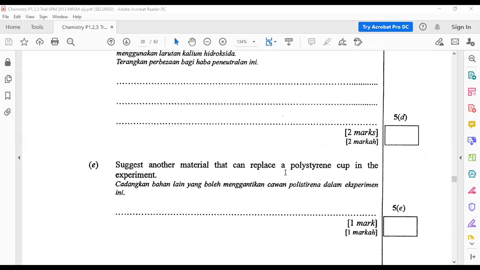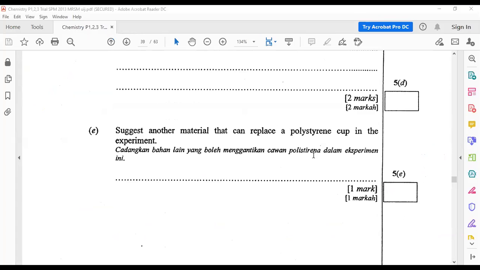Another material that can replace the polystyrene cup, what can you use? You can use a plastic cup, okay? Or if you are asked to suggest another method without using the polystyrene cup, what are you going to use? You cannot change to a plastic cup. So what can you do? You can use 2 polystyrene cups, or you can wrap the polystyrene cup with cotton wool. Okay.